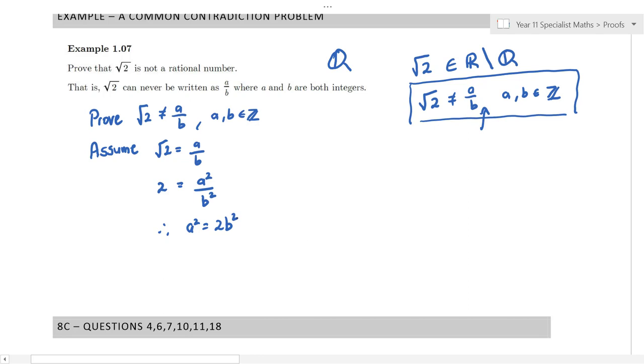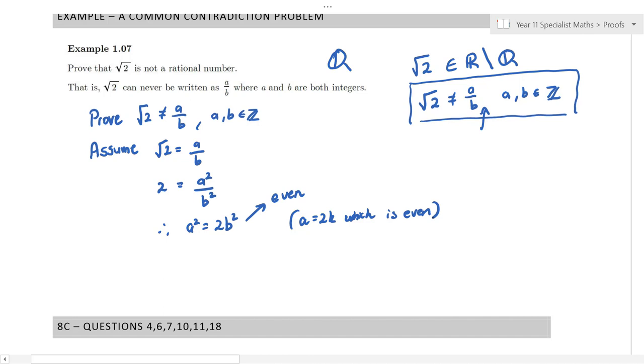Now, the problem is that, so therefore, what can you tell me about A squared? A squared must be, think about it, what's the definition of an even number? Yes, is it a multiple of 2? So this is even. And if you did that, a little arrow and even, I'll let you do it, it's all good. So we can say that A is equal to 2K, which is even. Okay? K is any integer.